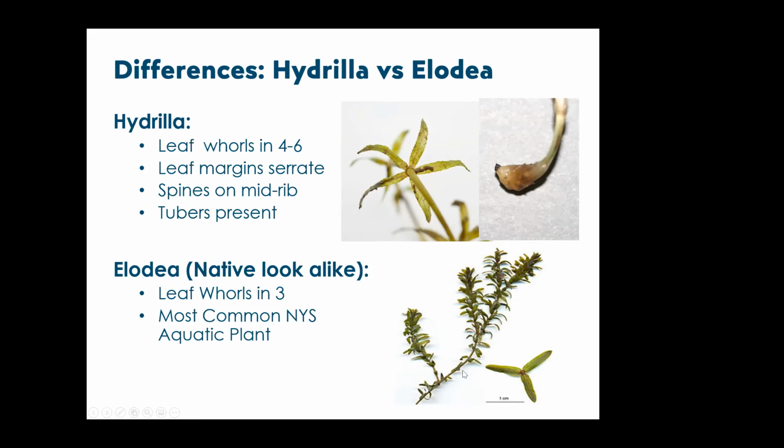The Elodea is a very common plant in our water bodies. It has leaves in whorls of 3, and the leaf margin is entire. It is smooth. So this is one that we don't have in our region yet, but we want to make sure it doesn't come in. And if we do see it, we want to find it as soon as possible. So please keep an eye out for Hydrilla.